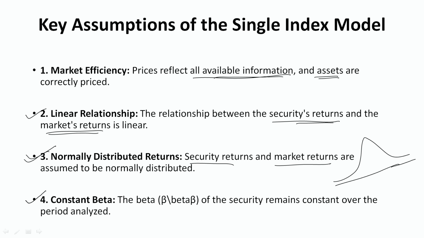And the fourth important aspect is that you have a constant beta for a particular period of time. So for the period, the risk factor which is associated with the price movements is going to remain the same.